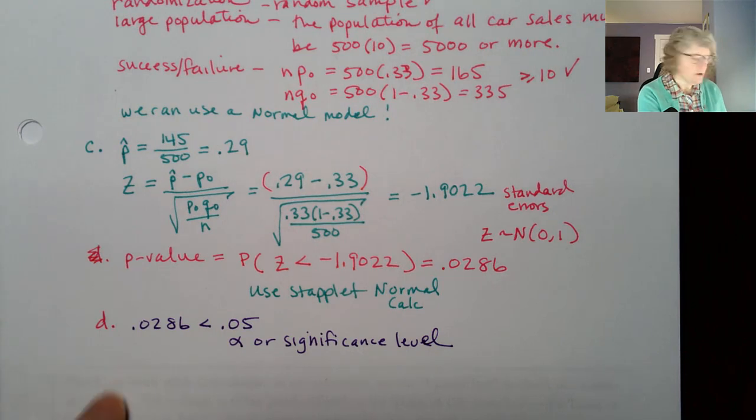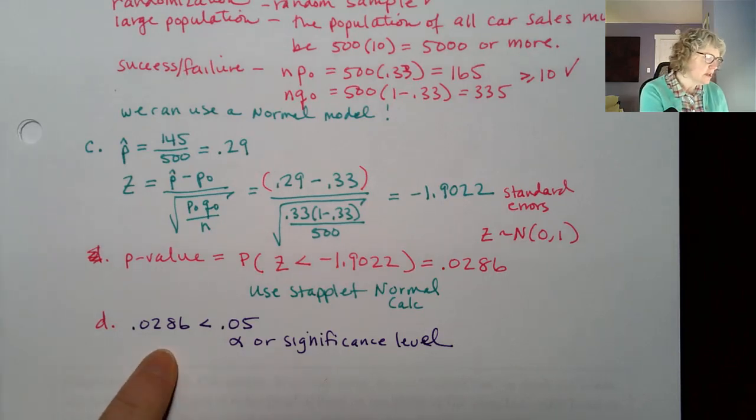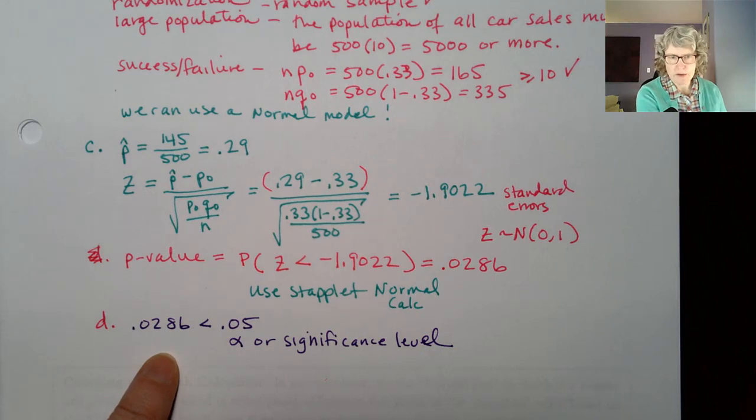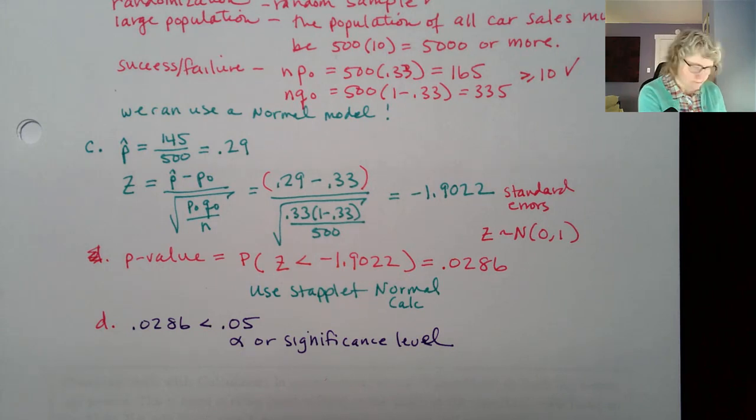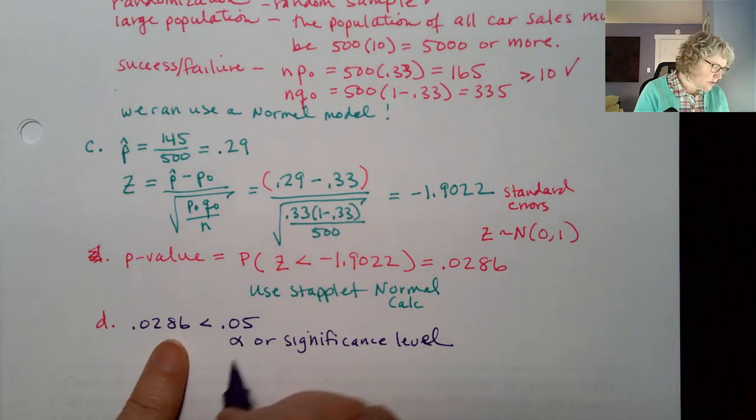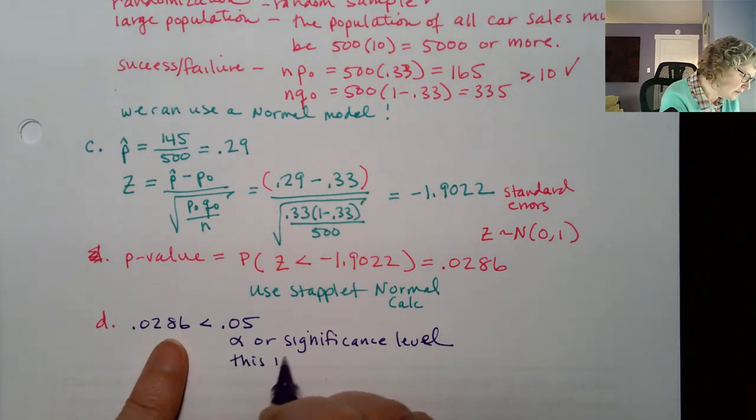Okay, so small is significant. We're saying if 33% of all the cars sold in the US are actually SUVs, then it's pretty unlikely to get a sample with only 145 out of 500 that are SUVs. So this is evidence against the null, or for the claim. We're going to write that out in our conclusion, but we might just want to say here that this is significant, in case that helps.